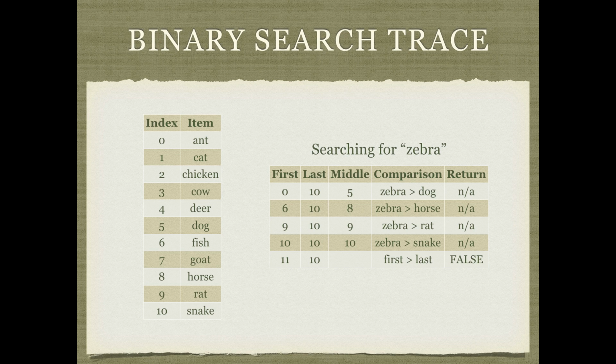So now we look at the array from 6 to 10, fish to snake, and the middle value is 8. We now compare zebra against horse, but zebra is still greater than horse. So take the middle value of 8, add 1, now the new first is 9. 9 to 10 is the new array comparison.